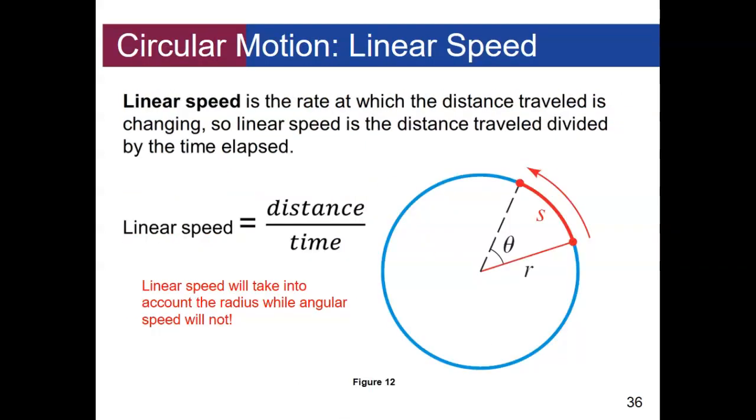Okay, so linear speed is also important, and linear speed is the rate at which the distance traveled is changing. In this case, we're talking about moving around the outside. We'll take the total distance that you travel around the outside, divide it by the time, and that gives the linear speed. Linear speed takes into account the radius, because if our radius is larger, going all the way around the circle, we travel more distance. Angular speed, which we're going to talk about in a minute, does not.